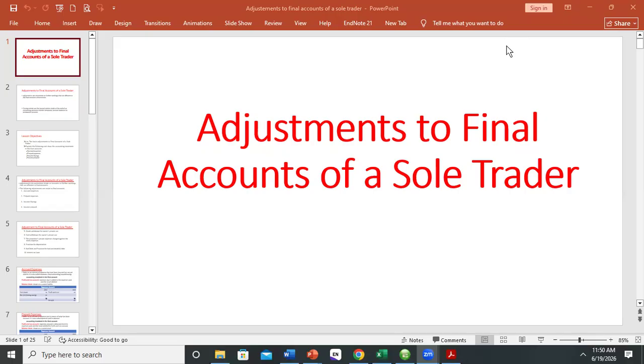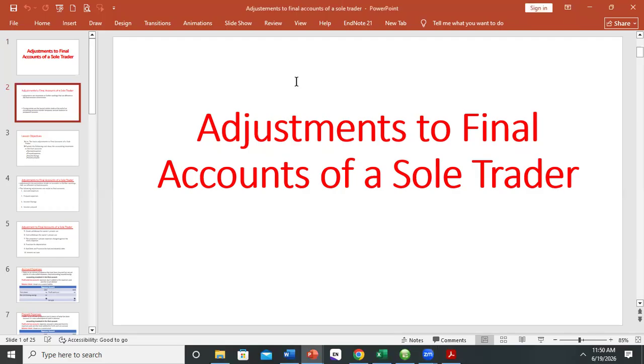Is it making sense? You can also have a scenario where the owner might be taking something for personal use, and that will be brought to you and you have to adjust. So that's the whole idea of adjustment. But for your level, there are some adjustments we'll focus on. We'll not look at every adjustment.